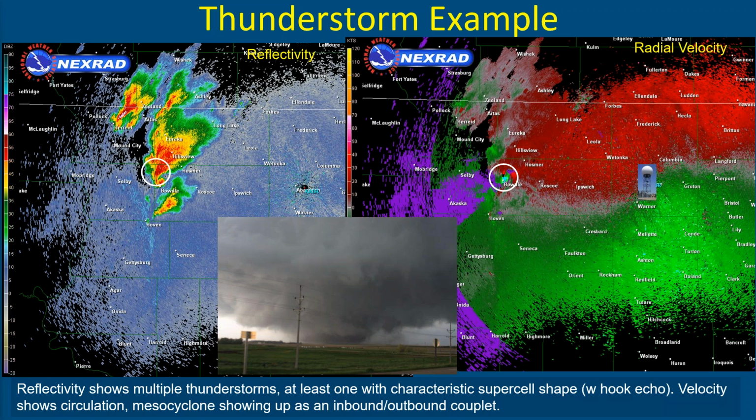If I look over to the Doppler part of the Doppler radar, look what we have here. We have bright red next to blue, very tight, strong circulation, outbound next to inbound relative to the radar. So I've got a circulation there, I've got a hook echo, I've got a supercell, and this is what was going on at the time.